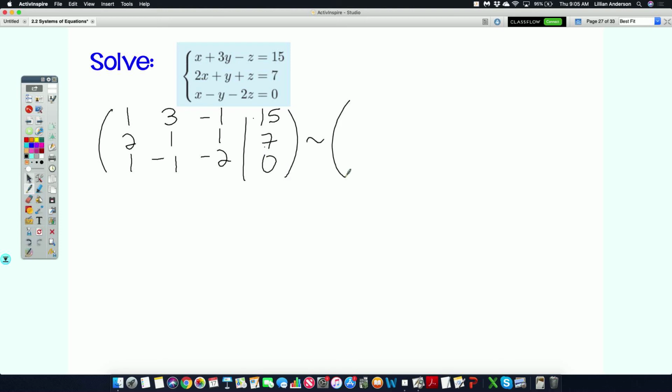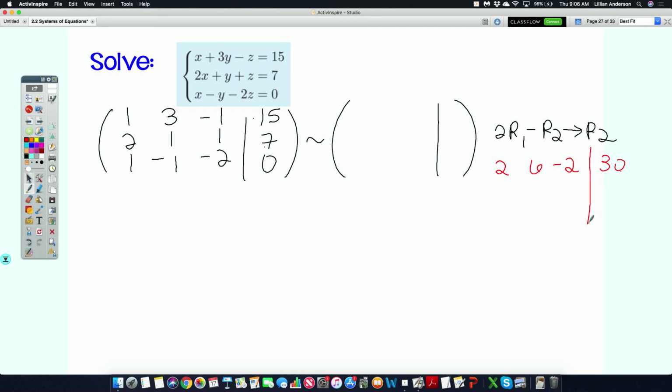So, I'm going to multiply row 1 by 2 and subtract row 2, and that's going to replace row 2. So multiply row 1 by 2: 2, 6, negative 2, 30. Then I'm going to subtract row 2. That's going to give me 0, 5, negative 3, 23.